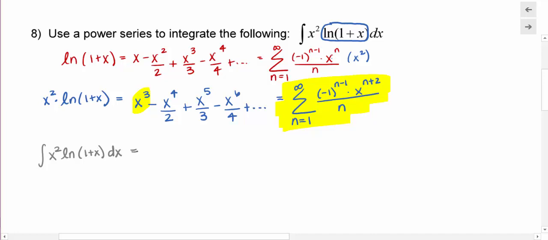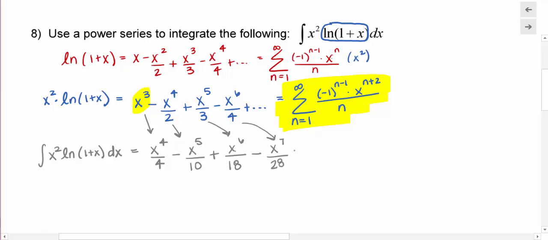with respect to x. Again, I'm going to write out 4 of these terms because I think it will be helpful for you. If I integrate x cubed, I get x to the 4th over 4. If I integrate x to the 4th over 2, I get minus x to the 5th over 5 times 2, which is 10. If I integrate x to the 5th over 3, I get x to the 6th over 6 times 3, which is 18. The last term that I'm writing out here would be x to the 7th over 7 times 4, or 28, plus dot, dot, dot. And I will integrate this series.